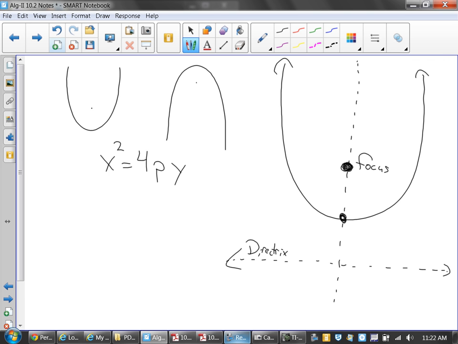Think of it this way. The directrix counterbalances the focus. This distance between the focus and the vertex is going to be the same between the vertex and the directrix. It's going to be perpendicular to that part. Those distances are always the same.